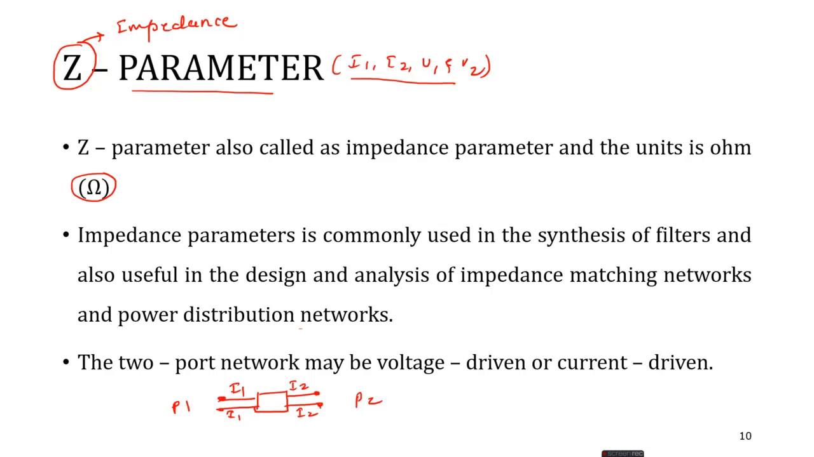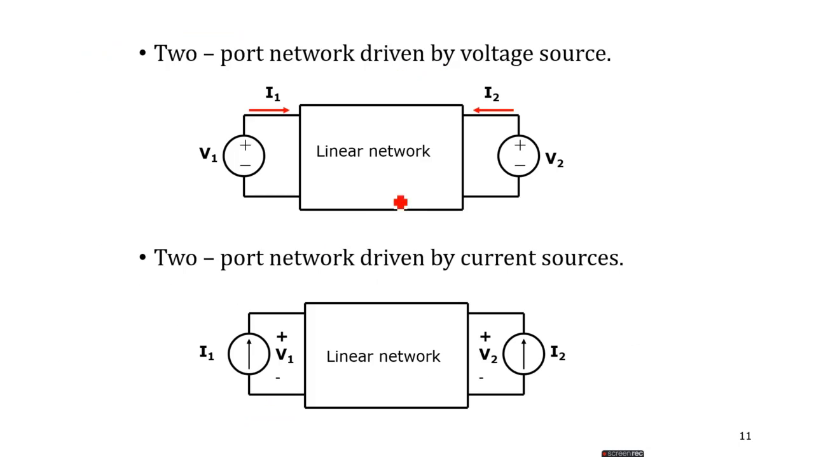The two-port network may be driven by a voltage or a current. You can see here a network with a combination of RLC and dependent sources, driven by a voltage source. It is a two-port network driven by a voltage source. The same thing here, a two-port network driven by a current source. Hope you have got the meaning of the two-port network driven by voltage source and current source.